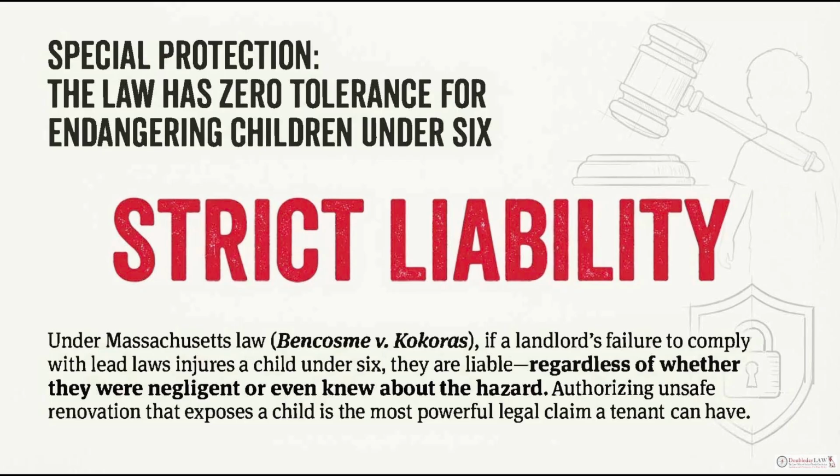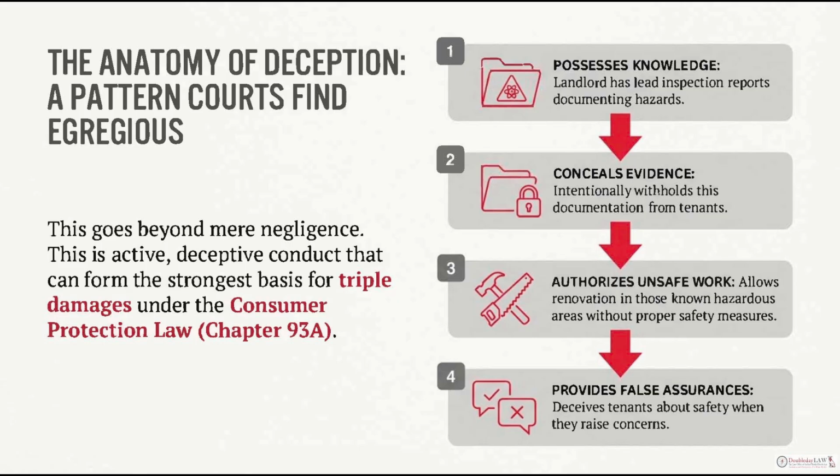When it goes beyond just being careless and becomes what the courts call affirmative deceptive conduct, there's a pattern they look for. Which is? The landlord has documents showing there's lead, but they hide them from the tenant. Then they authorize the unsafe work anyway. And when the tenant complains about the dust, they give these false assurances like, oh, don't worry, it's fine. That cover-up is what really maximizes their liability. It turns a bad situation into a legal and financial catastrophe for them.